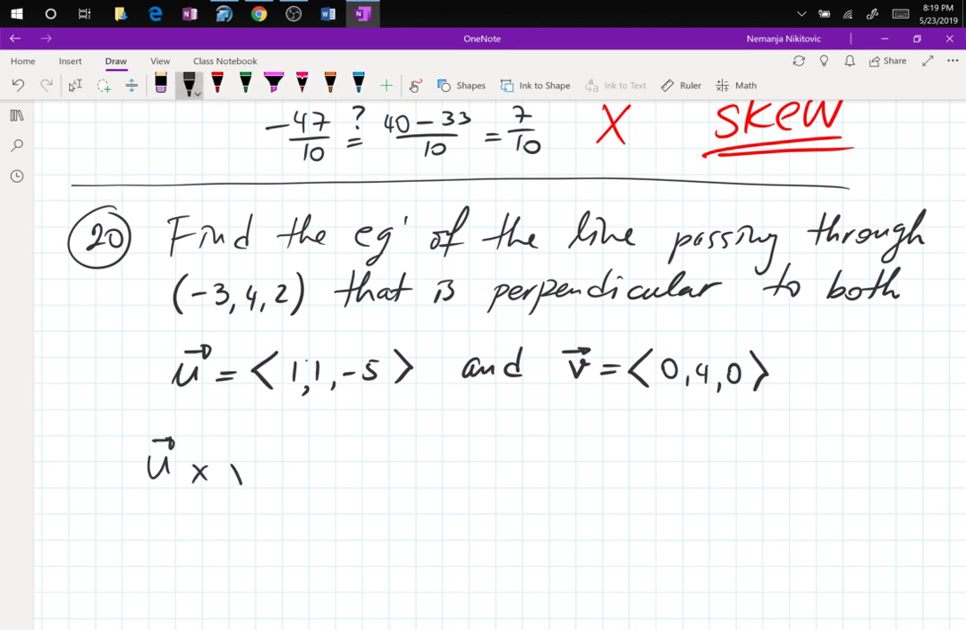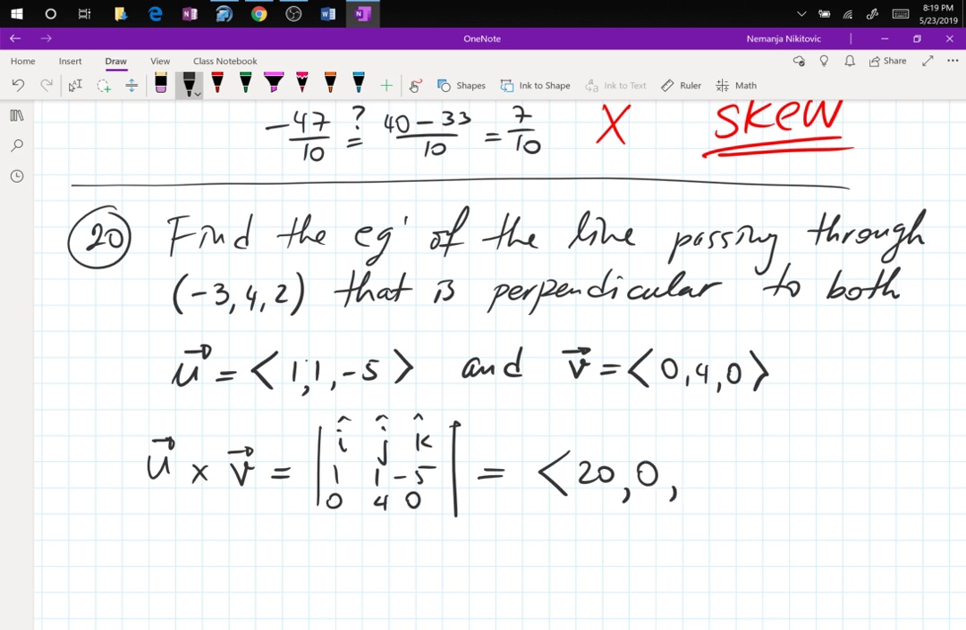u cross v is i, j, k, 1, 1, and -5, 0, 4, 0. When you do the cross product, for i, we have 1 times 0 plus 20. For j, we have 0. And for k, we have 4 minus 0. So the cross product will give us 20, 0, and 4.